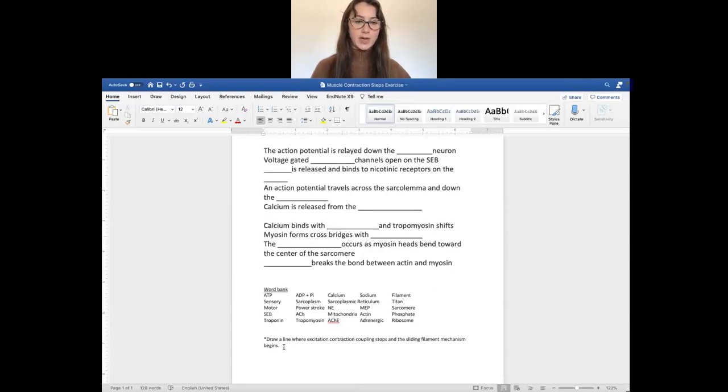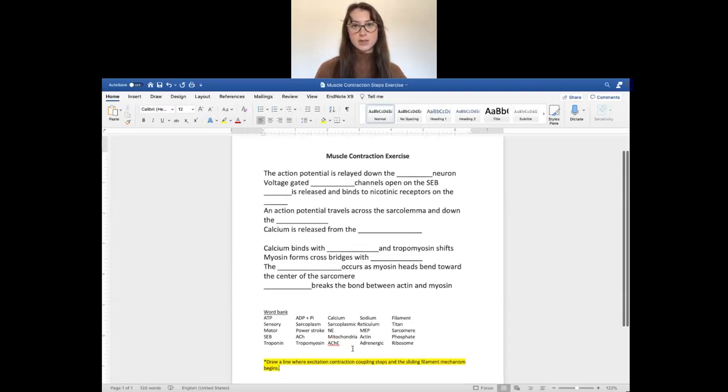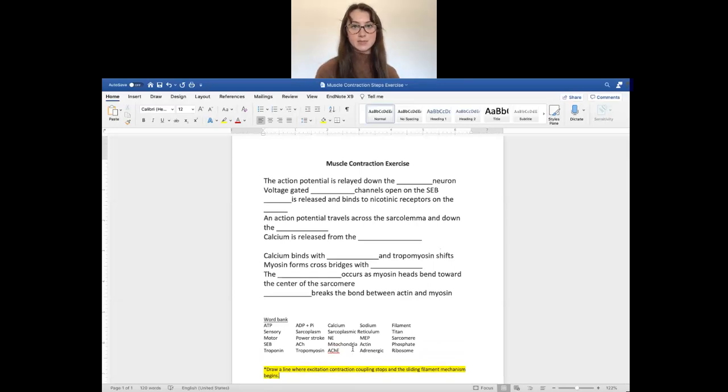Notice this asterisk at the bottom. Draw a line where excitation-contraction coupling stops and the sliding filament mechanism begins. So this is where electrical precedes mechanical. So I'm going to give you the answer here. The difference between electrical and mechanical is found in calcium release and calcium binding.